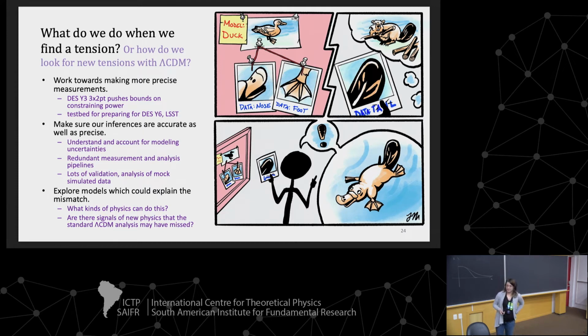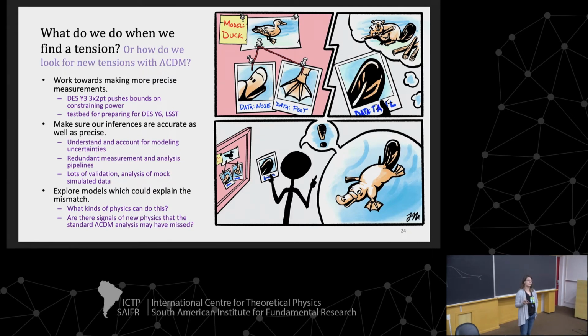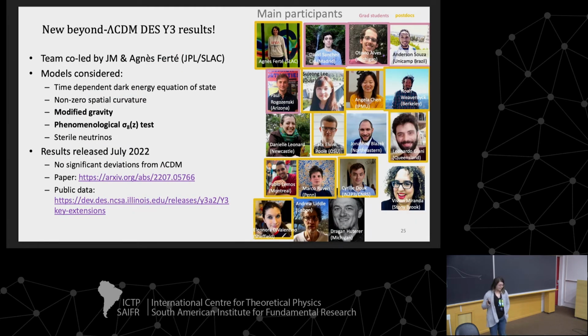And then additionally, which is where the rest of the talk will come in, you can explore what kinds of physics, if this tension is real, could explain that offset. So you can ask what kind of physics could generate this sigma 8 offset. And then you can additionally ask, are there kinds of new physics that would give us a signal that we can find that maybe just looking at these tensions isn't that sensitive to? That kind of framing is the goal of our project, whose results just came out about a month ago.